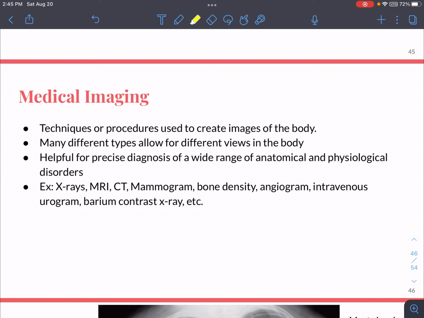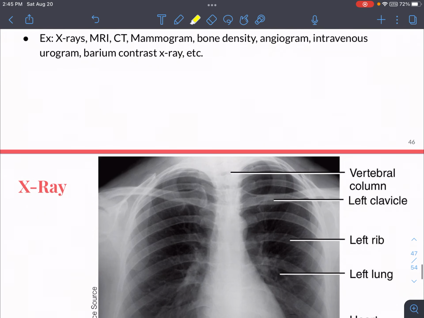Some different kinds of imaging. You can do x-rays, which I'm sure most of us, if not all of us, have had before. MRIs, CT, a mammogram, that's more for women, but there are men who get it too. Bone density tests, that sometimes gets checked when you get older. Angiogram, that's for the heart. An intravenous urogram, barium contrasts. There's a barium contrast x-ray. Let's look at some of those.